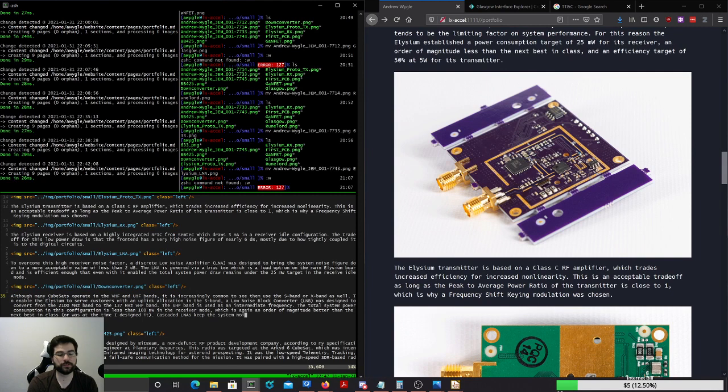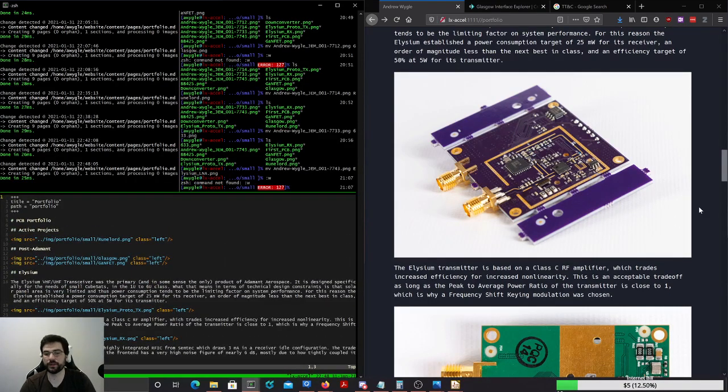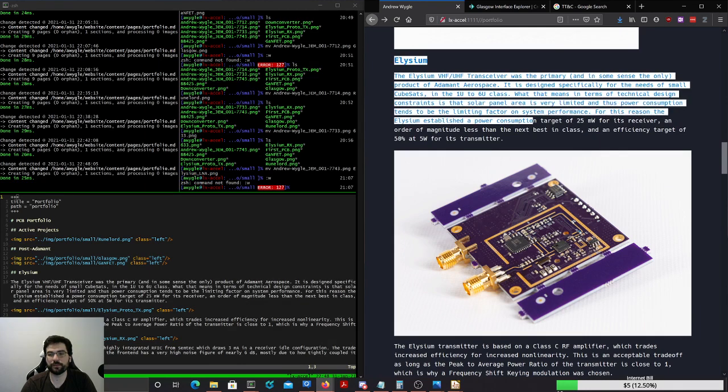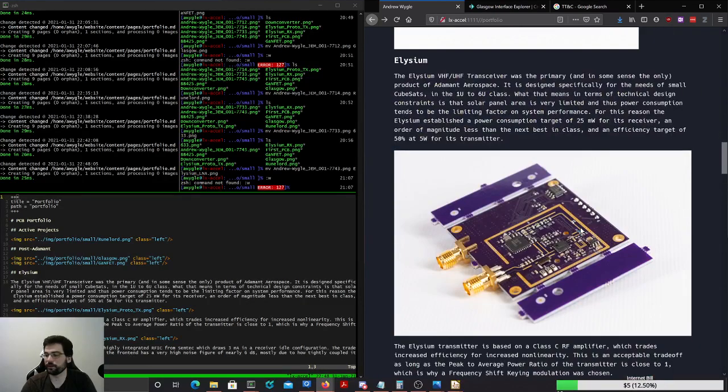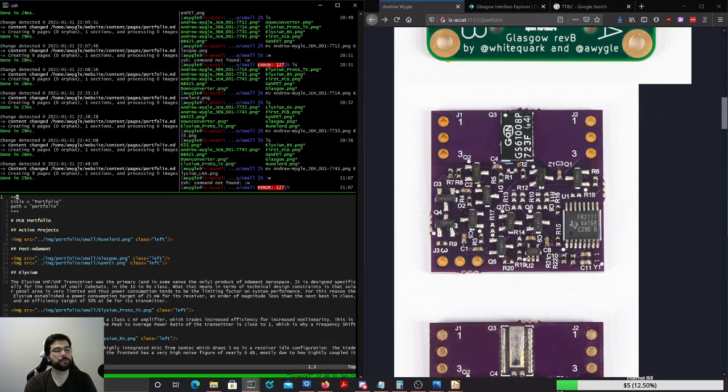Keep the system noise figure under 2 dB. I think that's basically all the interesting stuff about the Elysium. Write some more and medium platform descriptors. The Elysium VHF UHF transceiver was the primary. Okay, I just wrote this, I don't need to read it again. I'm still pretty proud of that design. I've said that a bunch, but whatever.